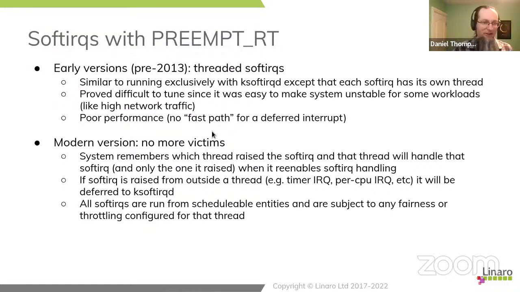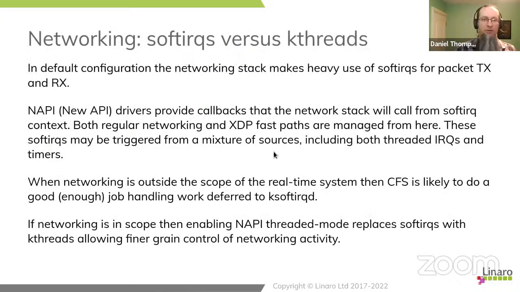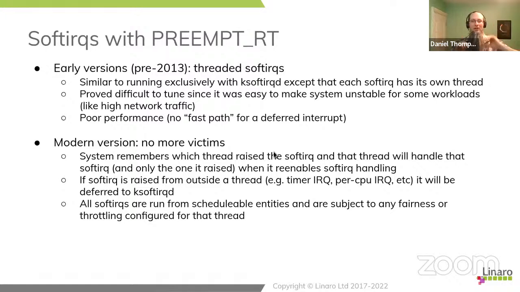So the modern version can be best described as no more victims. What that means is that the system can remember which thread raises a soft IQ and then make that thread responsible for handling it. So in other words, when you raise a soft IQ from something that is schedulable, the soft IQ itself will execute within the context of that thread, which means somebody who raises a soft IQ has to pay the cost of servicing it. Which does mean that you don't get unrelated processes being victimized by load induced by soft IQs.